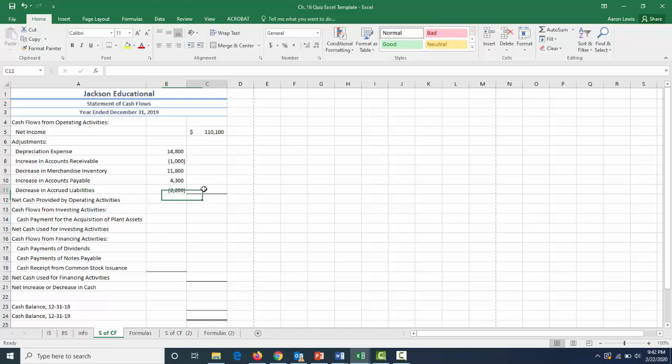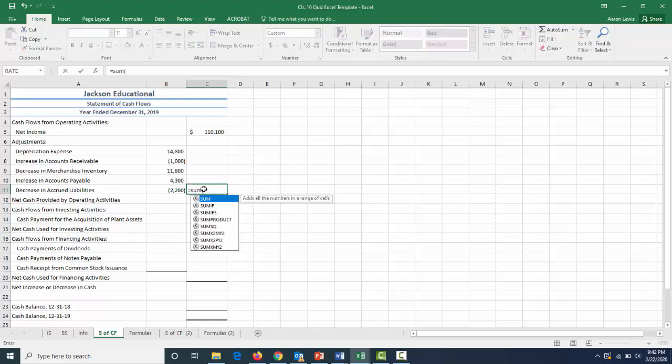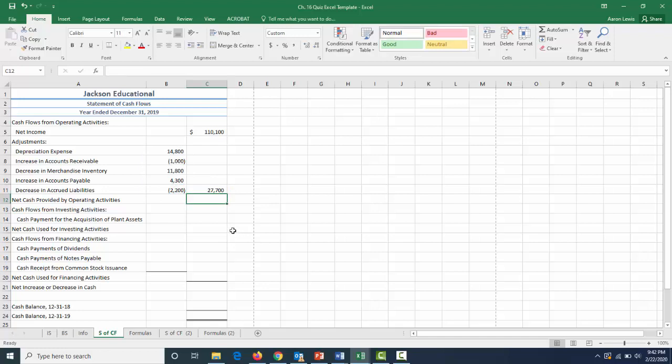For our adjustments, you just add up all of the numbers that are in the left-hand column right now. So we're just going to take the sum of all of these numbers, and it's $27,700 worth of adjustments. So that is our adjustment to net income. To get our net cash provided by operating activities, we just take our net income and add to it the total of our adjustments. So we had net cash provided by our operating activities, the normal course of business things that we do, of $137,800 during the period.